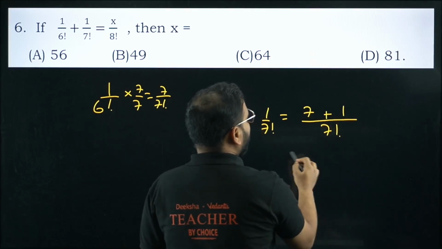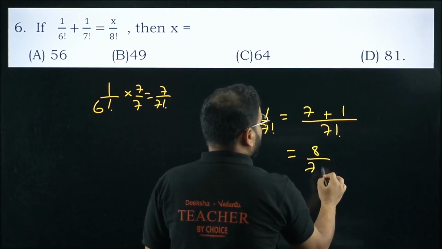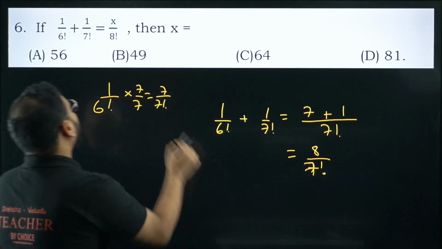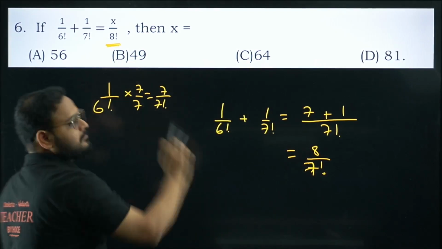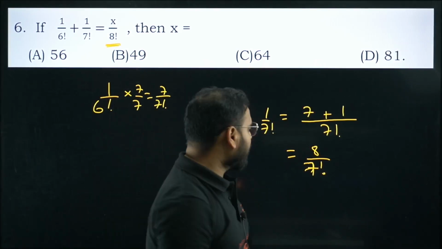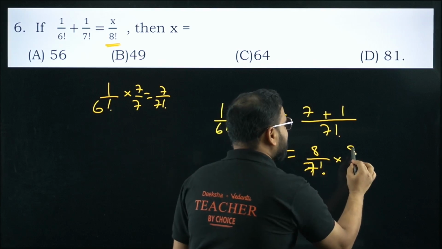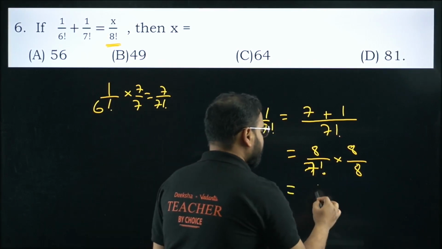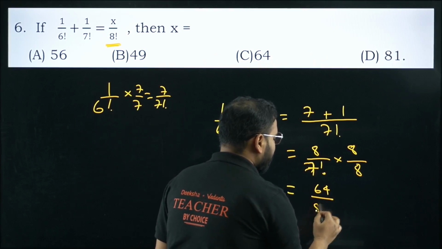Over here I get this as 8 upon 7 factorial. Now we'll go to the RHS part. Over here we have 8 factorial in the denominator. How do we make that? Same reason, same way. Just multiply 8 into 8. What are you going to get? You're going to get 64 upon 8 factorial.